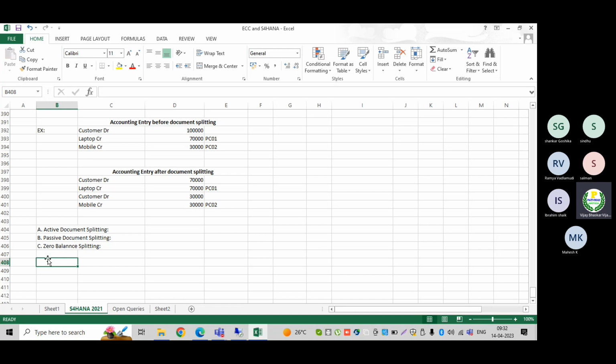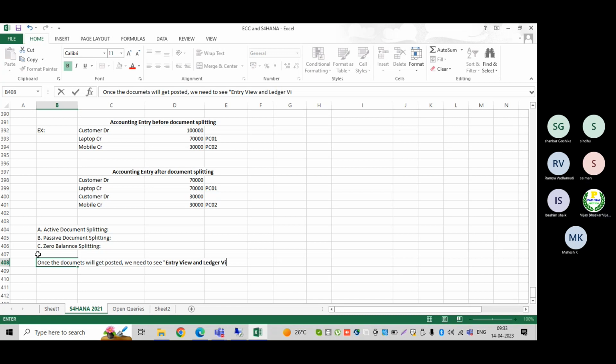Once the document splitting is done and the documents get posted, we need to see entry view. Important, remember, entry view and ledger view. This concept also we need to understand: what is meant by entry view, and what is meant by ledger view. We will see that tomorrow.